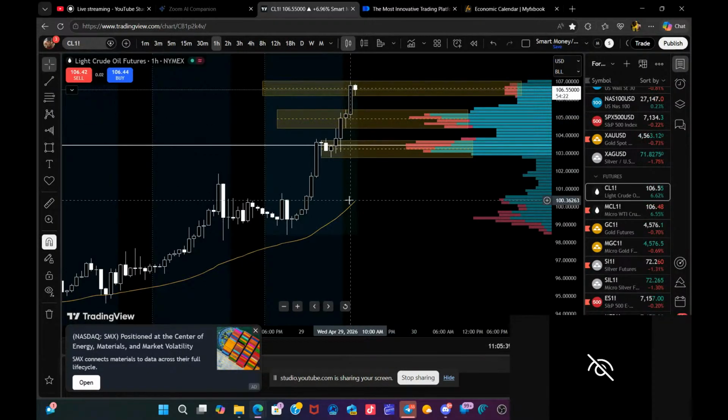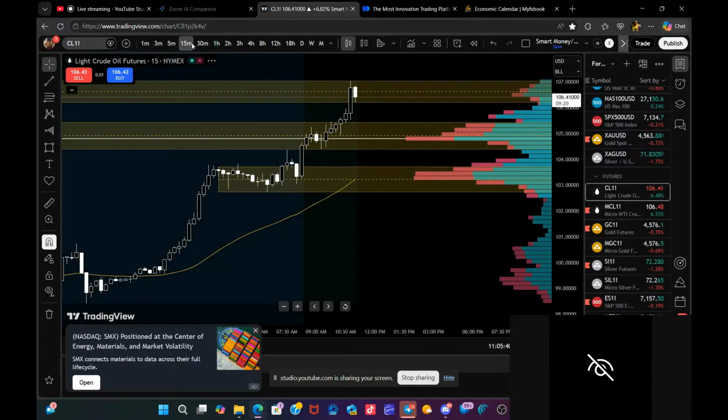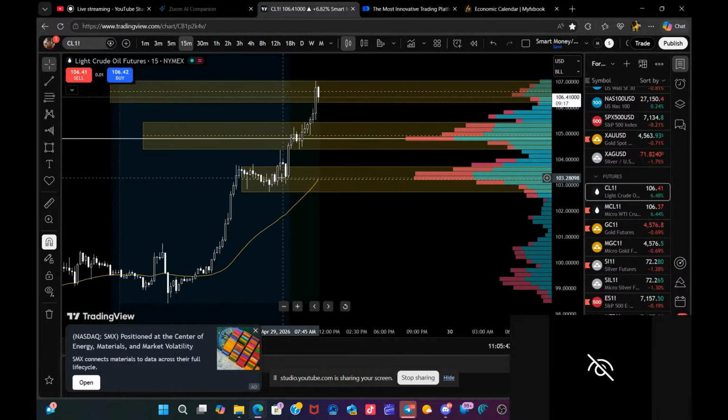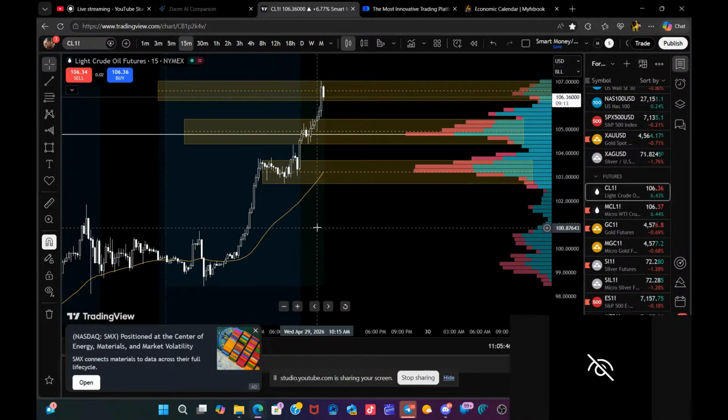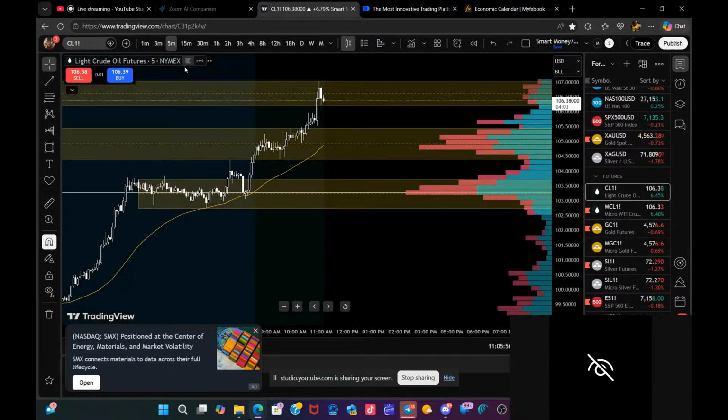All right. Let's go to 15 minute. This is using these high volume nodes, man. It's an easy way to mark up your zones. Easy way. See, price never came back and tapped this yet. And price is up here currently. Let's go to 5 minute. Look at that.